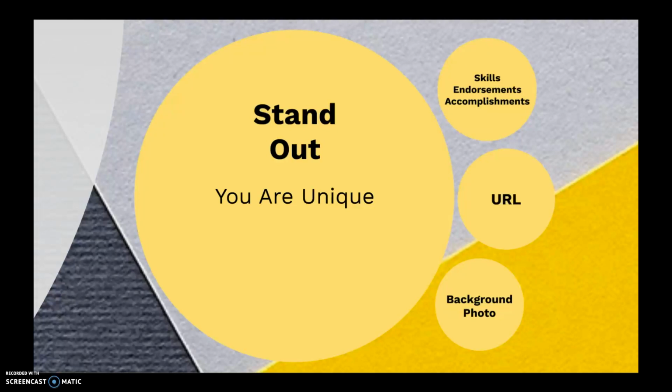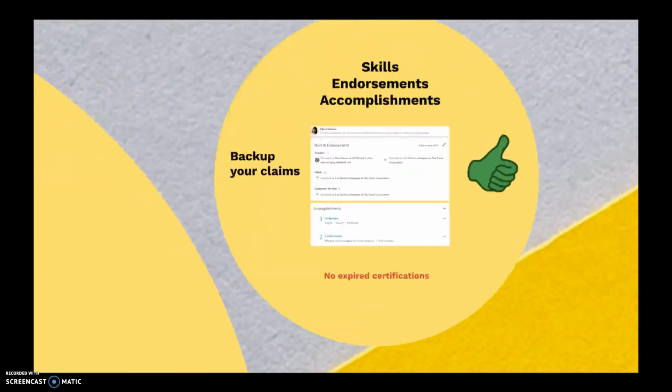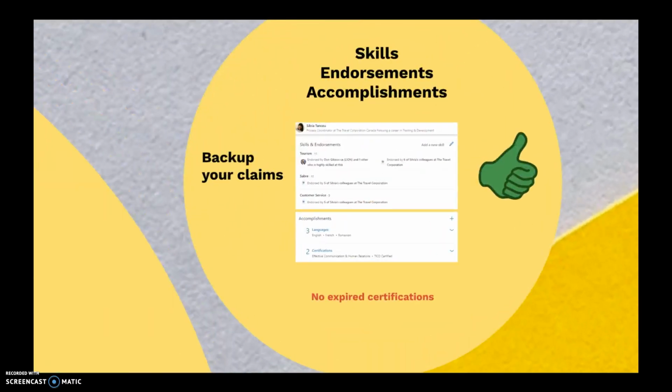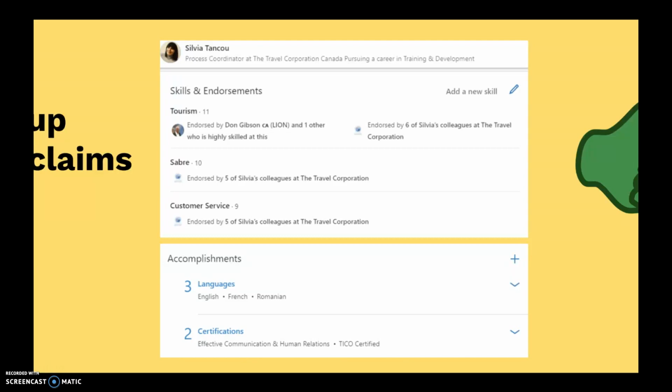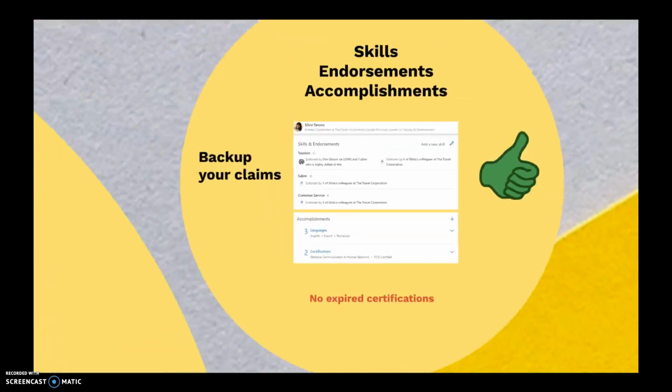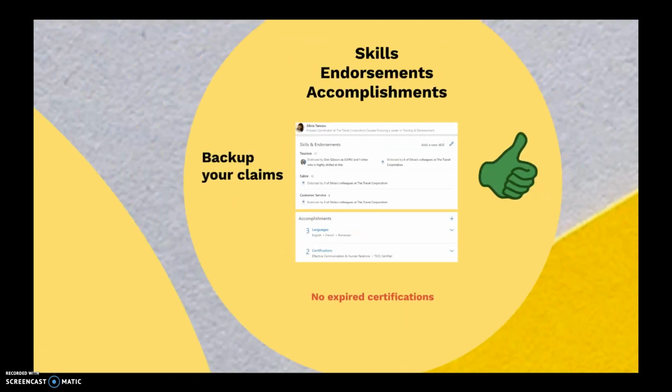The extra features for your profile that you can use to stand out and show that you are truly unique are skills, endorsements, accomplishments, a personalized URL, or a background photo. Endorsements from other professionals help you to back up the claims that you make in the summary, while accomplishments may include languages that you speak, certifications, and other awards. With respect to certifications, just make sure that if you hold a certificate, that certificate is still valid.